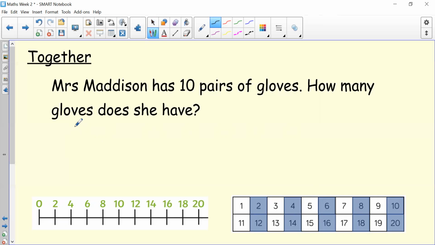Okay, I'm going to draw those 10 pairs now and see if you've drawn the same number as me. The pictures don't have to look the same, that's not important. What's important is the amount that we've represented.